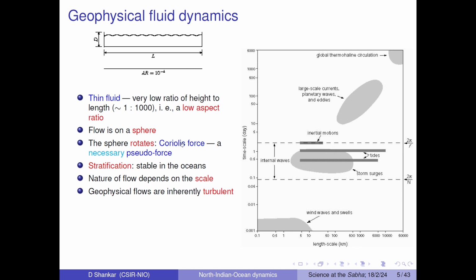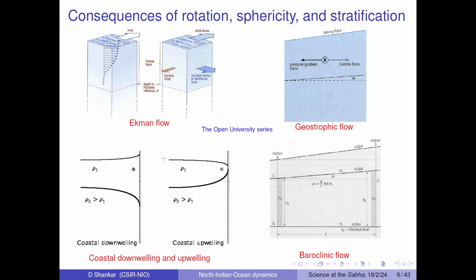So this Coriolis force dominates the flows that are of interest to us, because we are talking of the dynamics of the North Indian Ocean. So we are talking of large scales, and we are talking of what happens, say, over a season. So it's much longer than a day. So the spin of the Earth has an impact. What does it do? Now there are two cases we look at.